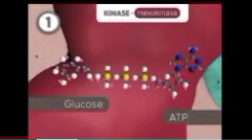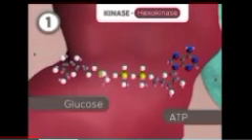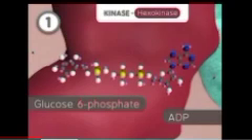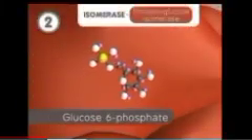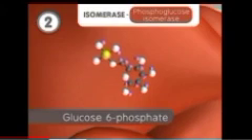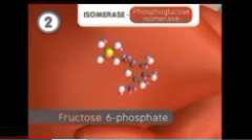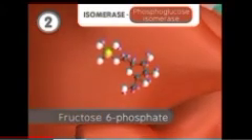First, a kinase reaction adds a phosphate onto glucose to form glucose 6-phosphate. This is one of two energy consumption steps and is an irreversible reaction. Next, an isomerase reaction converts glucose 6-phosphate into fructose 6-phosphate by rearranging covalent bonds.